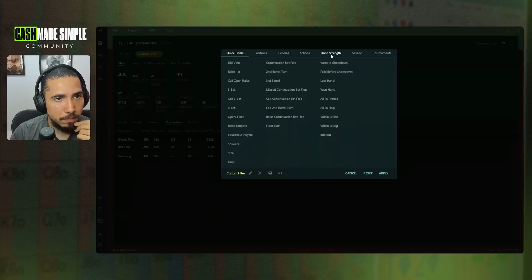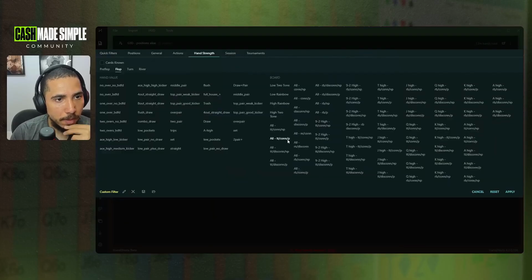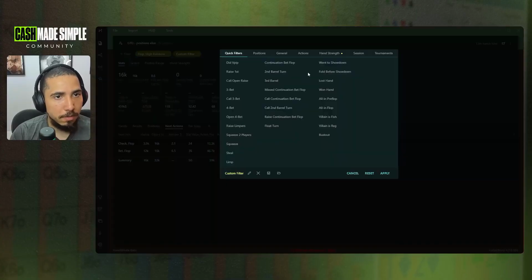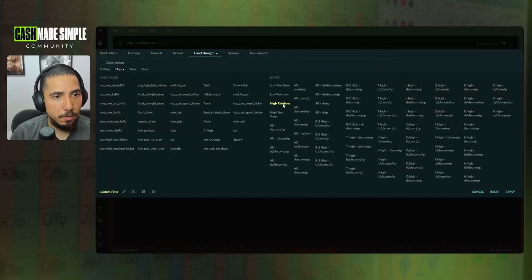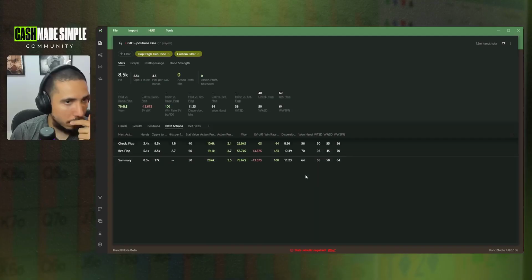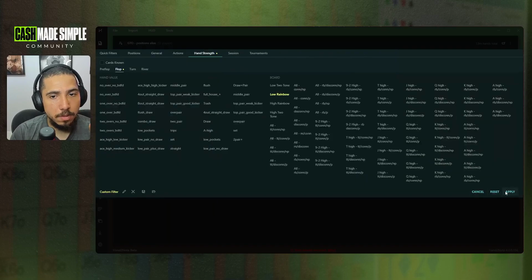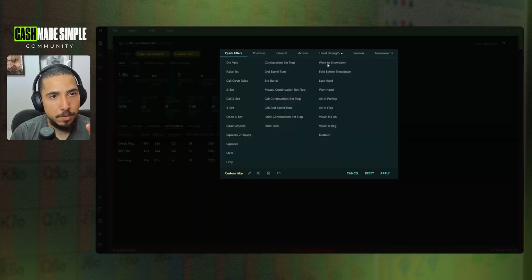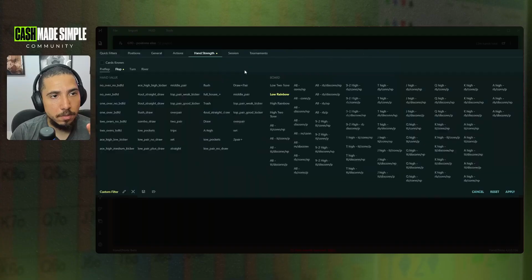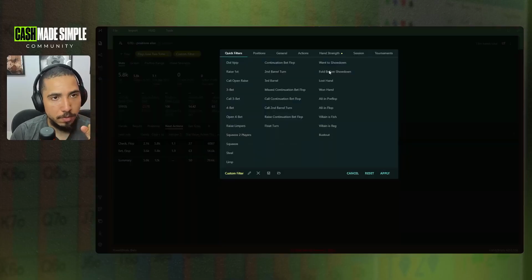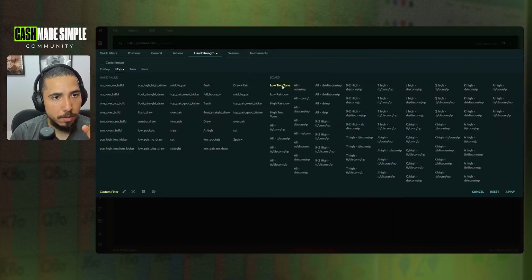If I filter for high rainbow amongst these, our betting frequency shoots up to 76%. If I go to high two-tone, our betting frequency goes down to 60%. And if I go to the lower ones, low rainbow is 71%, and low two-tone is going to be less, 63%. Okay, so these things you probably already knew.